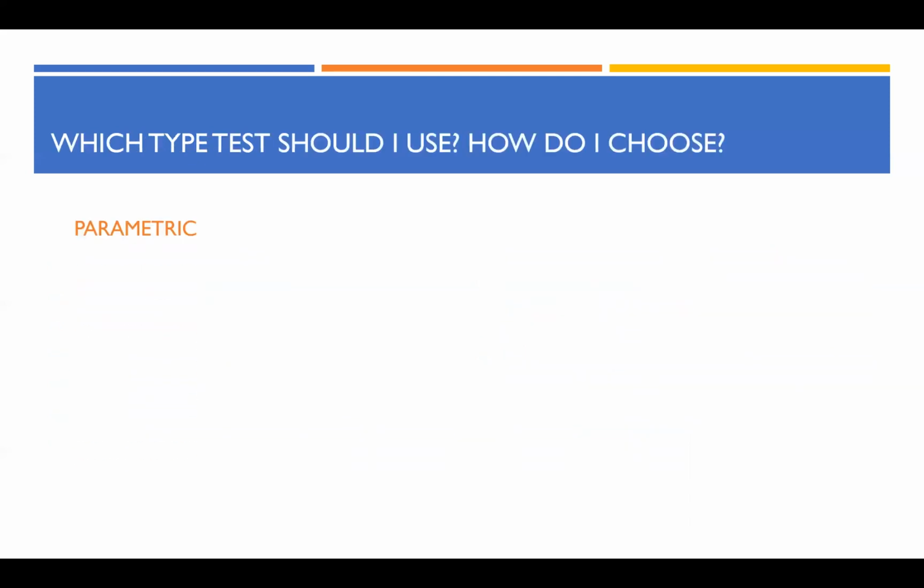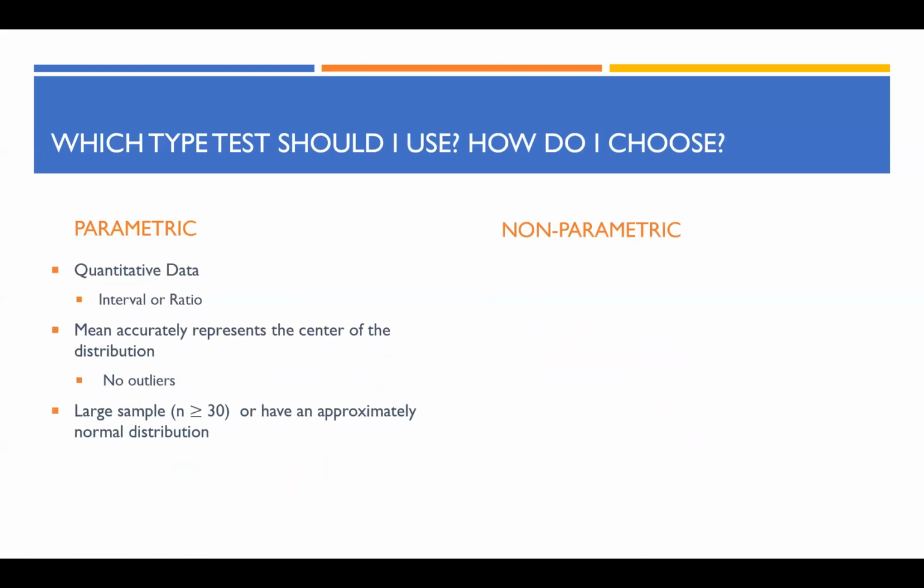So again, how do you decide which one to choose? Well, you have to think about what kind of data you have and how your data set is set up. Do you have quantitative data that's at the interval or ratio level? Does the mean accurately represent the center of the distribution, which typically is going to imply perhaps you have no outliers, or the outliers could be removed? And then do you have a large sample, or do you know that your distribution is approximately normal?